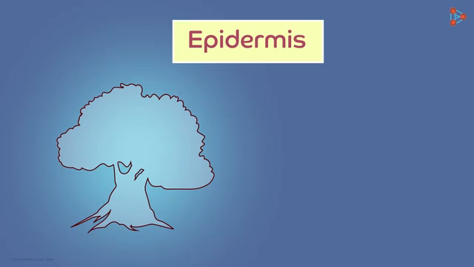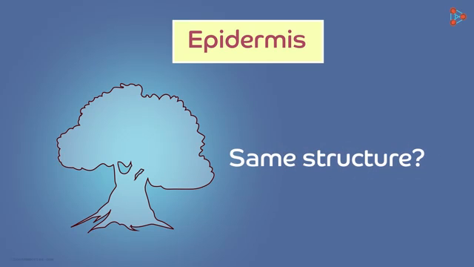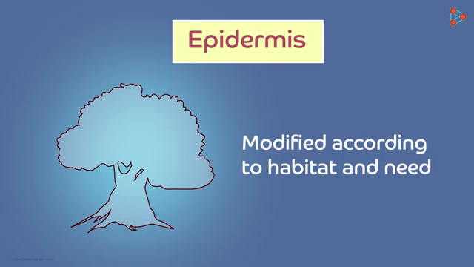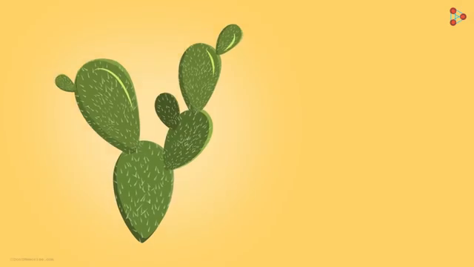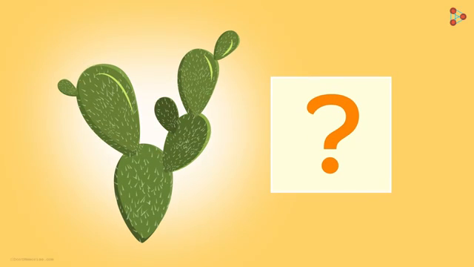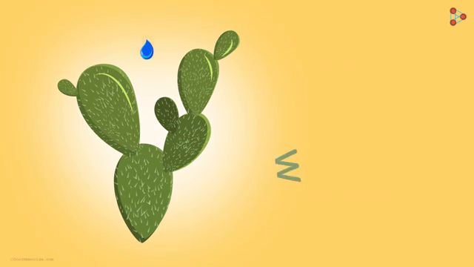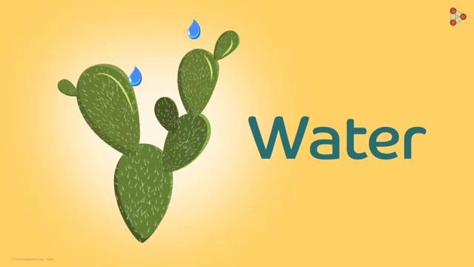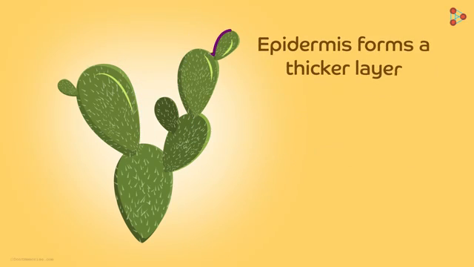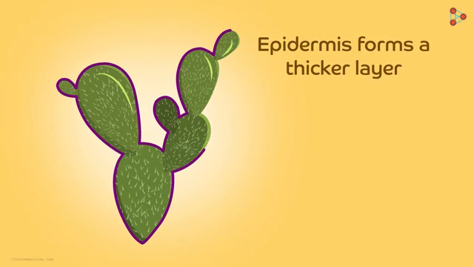So do you think all plants will have the same structure and same type of epidermis layer? Well, actually not. Epidermis gets modified depending upon the habitat and thus the plant's need. Let me ask you a question. What would plants growing in the dry habitat need the most? Yes, water. In case of such plants, the epidermis forms a thicker layer in order to prevent excessive water loss.